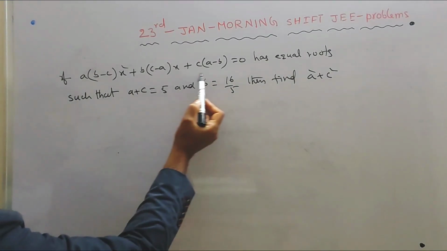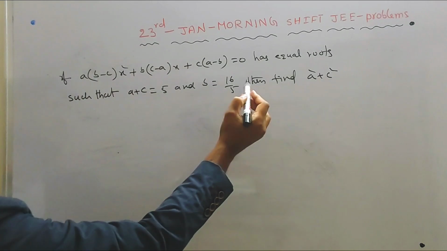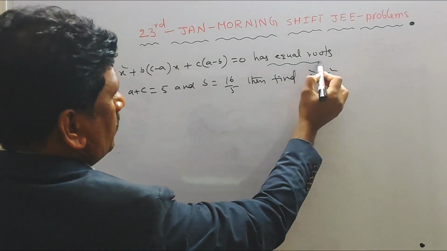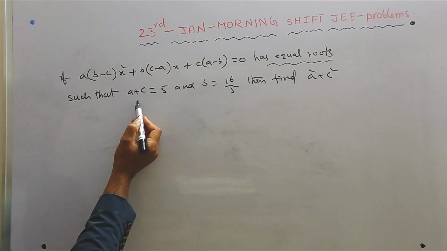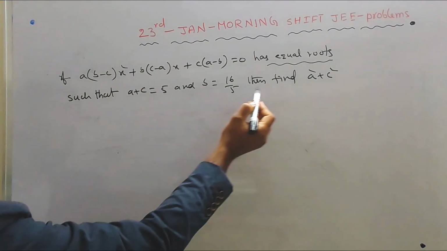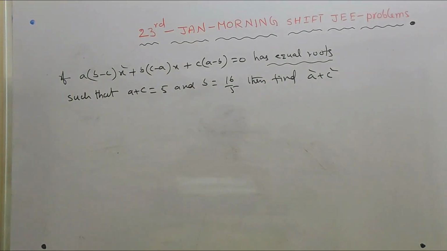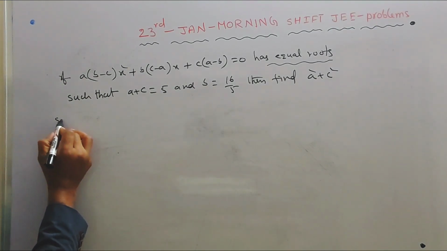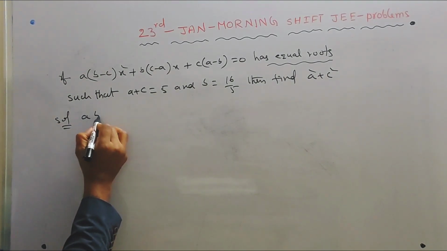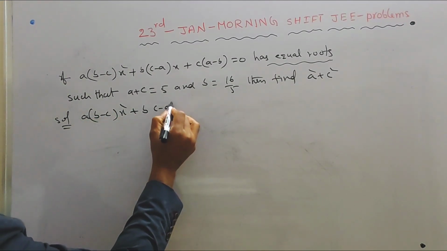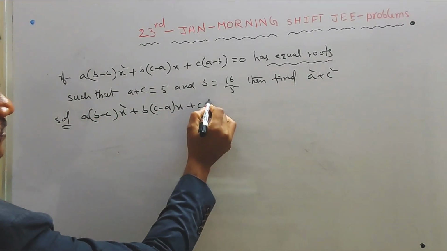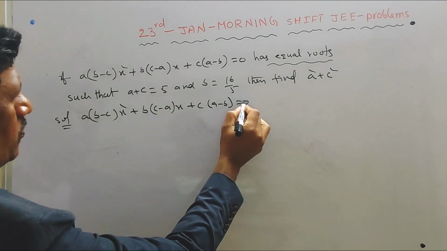When this equation has equal roots, this is a very important point, equal roots, under these two conditions, a plus c is given, b is given, and it is asking what is the value of a square plus c square. See students, what is the given equation here? a(b minus c)x square plus b(c minus a)x plus c(a minus b) is equal to 0.